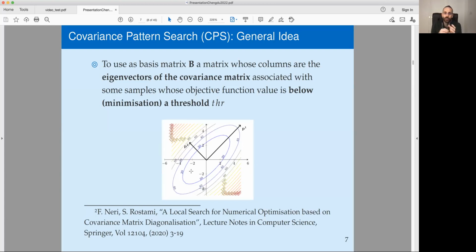We say that we want to use as the matrix B a matrix whose columns are the eigenvectors of the covariance matrix associated with some samples whose objective function is below, in case of minimization, a threshold THR. This looks a little bit confusing, but this is what we were doing. Now let us see in more detail why and what this means.